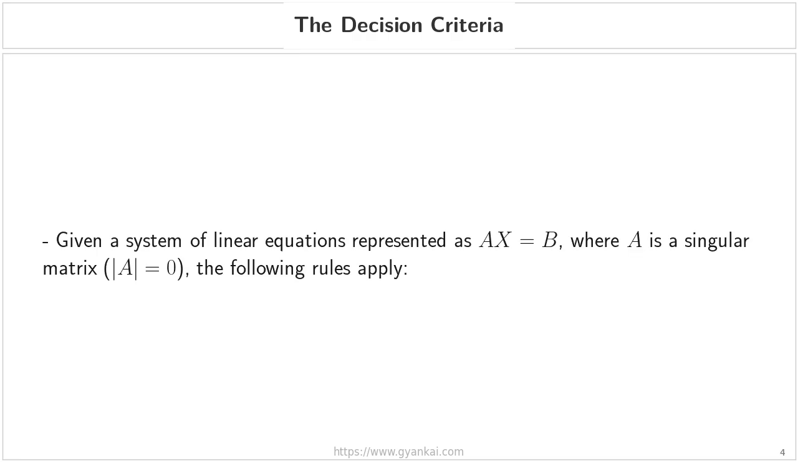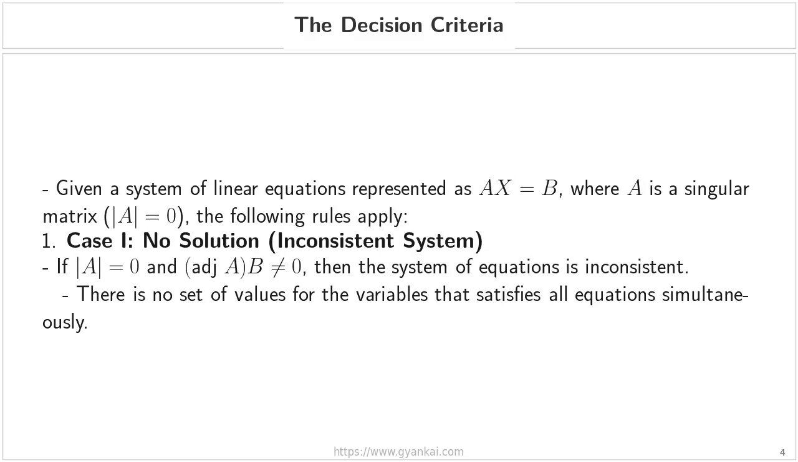The decision criteria. Suppose we are given a system of linear equations represented in matrix form as AX equals B, where we have already determined that matrix A is a singular matrix, meaning the determinant of it equals 0. In this situation, we can't use the inverse method, so we must apply one of these two rules to find our answer. First, let's look at case 1, which is the no-solution case, also known as an inconsistent system.